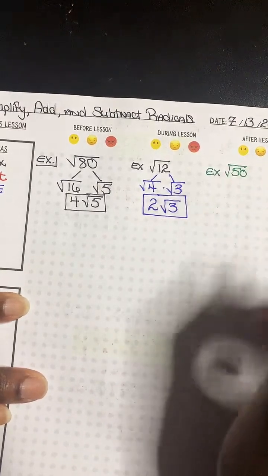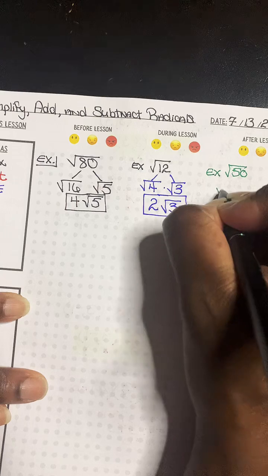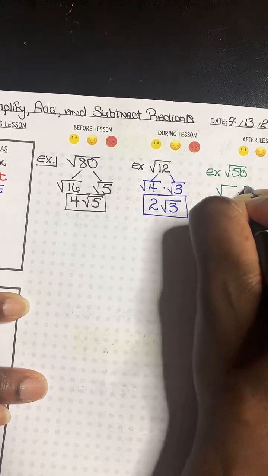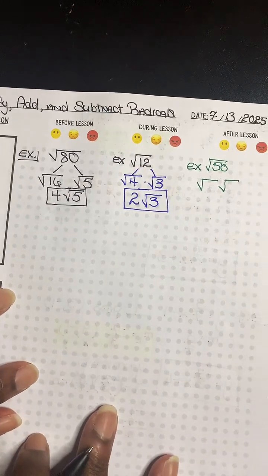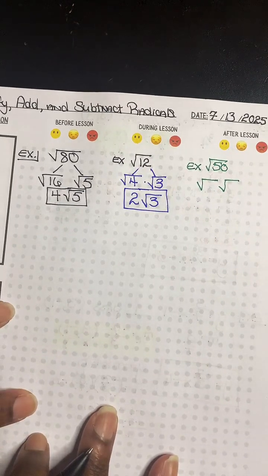So with the square root of 50, we need to break down. What would be my perfect prime combination? Okay, what is my perfect prime combination with the square root of 50?